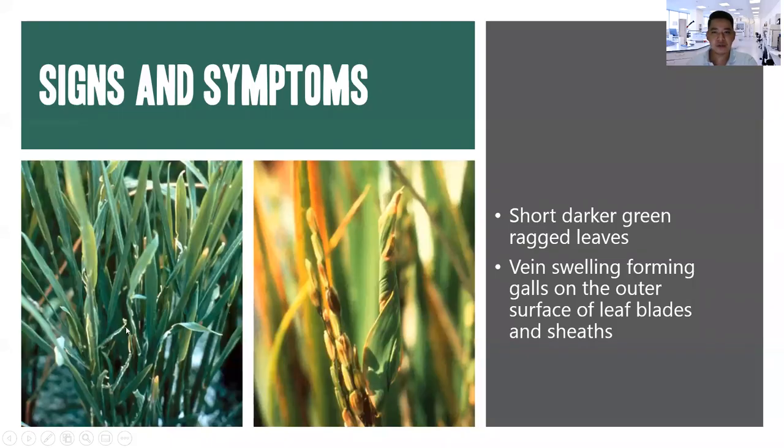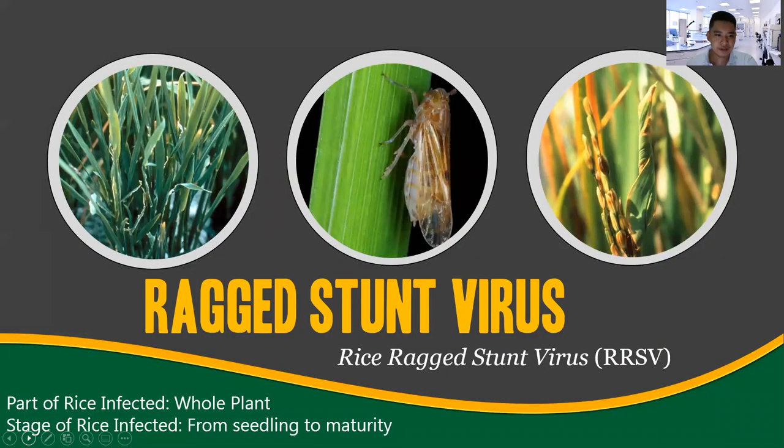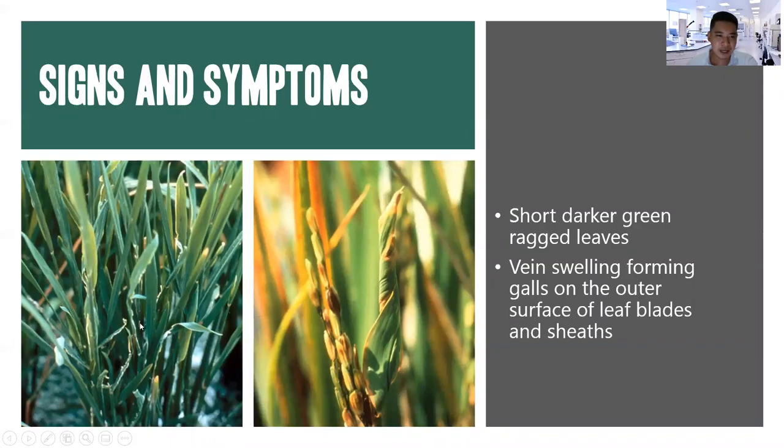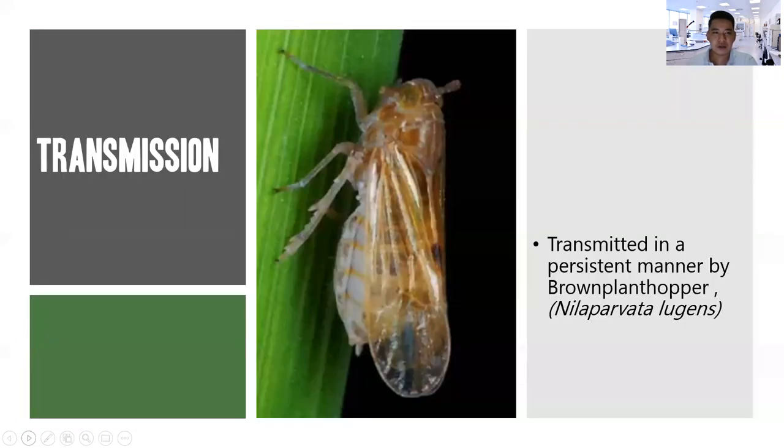So, the signs and symptoms: short, darker green, ragged leaves. So, short and darker po siya. Then, yung damage na ginawa ng ragged stunt virus ay mukha siyang insect damage, which is not. Then, the swelling forming galls in the outer surface of leaf blades and sheaths, and vein swelling. So, ganyan po yung itsura ng damage ng rice ragged stunt virus. So, transmission po, nita-transmit naman po si rice ragged stunt virus through brown planthopper po or the Nilaparvata lugens.